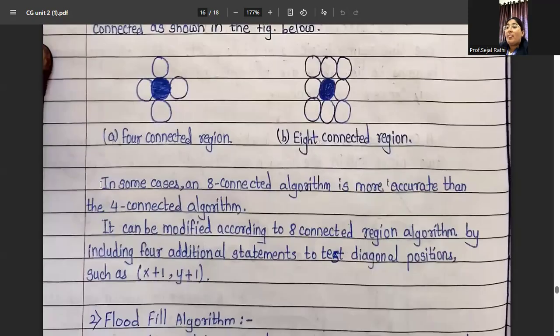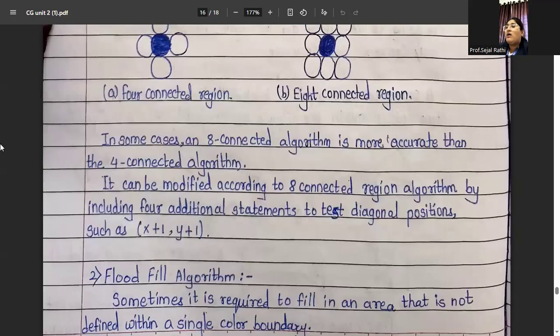सो आता यामध्ये in some cases that 8 connected region is more accurate than 4 connected algorithm. सो आता बाउंड्री फिल अल्गोरिदम मध्ये 8 कनेक्टेड जो अल्गोरिदम आहे तो जास्त अॅक्युरेट आहे, 4 कनेक्टेड अल्गोरिदम पेक्षाही जास्त अॅक्युरेट आहे. सो इट कॅन बी मॉडिफाईड according to 8 connected region algorithm by including 4 additional statements to test the diagonal positions such as like x plus 1 and y plus 1. So next आहे flood fill algorithm.